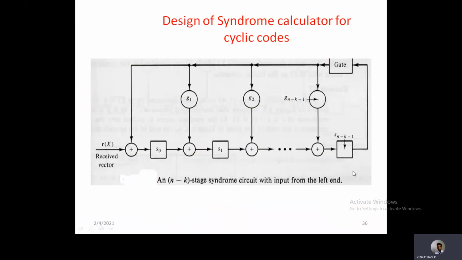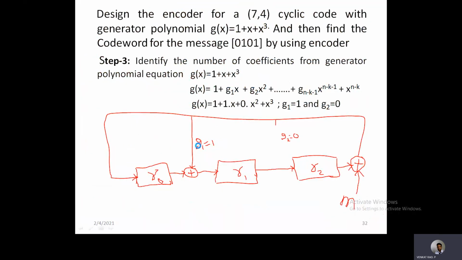Corresponding bits is equal to the syndrome vector. That's it. Here the XOR operation is shifted to the input side, making an XOR operation of the received vector and the feedback path, and then follow the same diagram. So here also you can follow the same procedure.